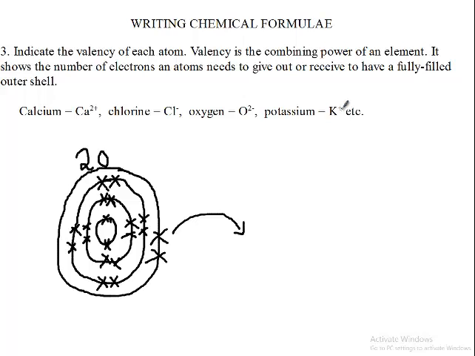Potassium gives out 1 electron. Oxygen takes in 2 electrons. Chlorine takes in 1 electron. So whenever an electron is taken in, a negative charge is obtained. The number of electrons will determine the number in front of the negative charge. Whenever electrons are given out, a positive charge is obtained. The number of electrons given out will determine the number in front of the positive charge.